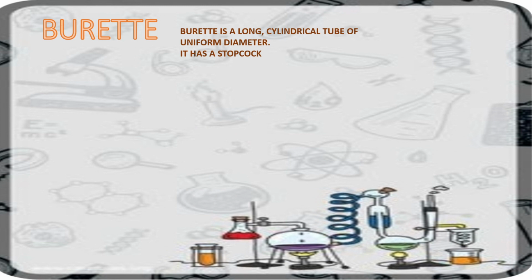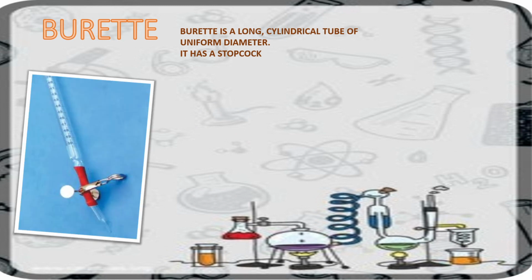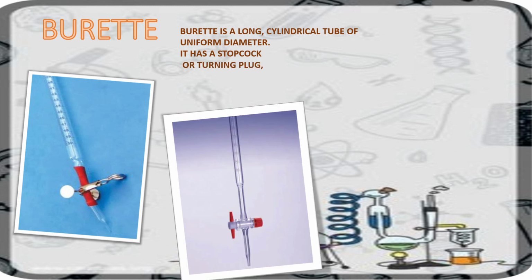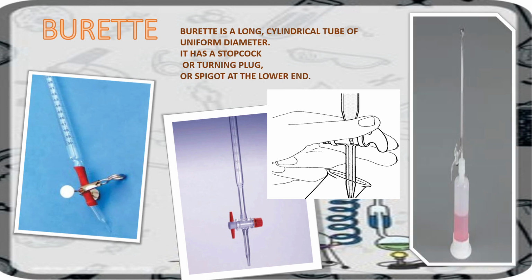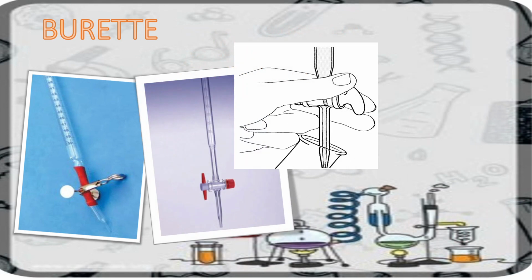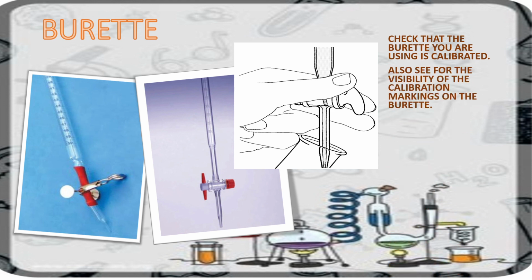It has a stopcock like this, or a turning plug as shown in this image, or a spigot at the lower end, which is shown in this last image. Let's see what precautions to take while using a burette. Check that the burette you are using is calibrated. Also see for the visibility of the calibration markings on the burette. Check that the tip of the burette is intact.